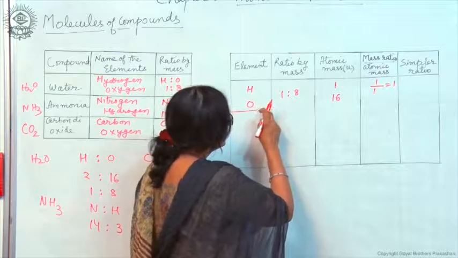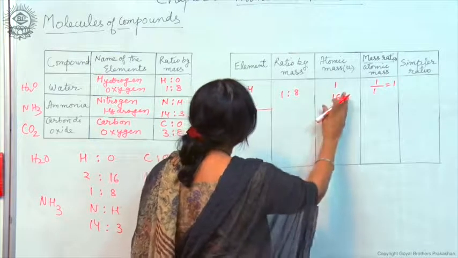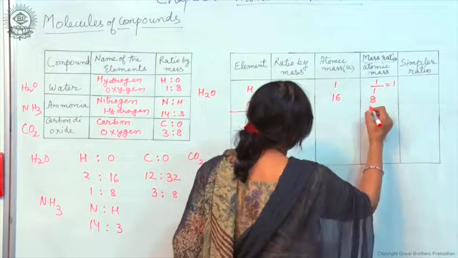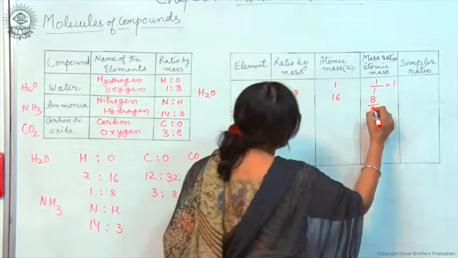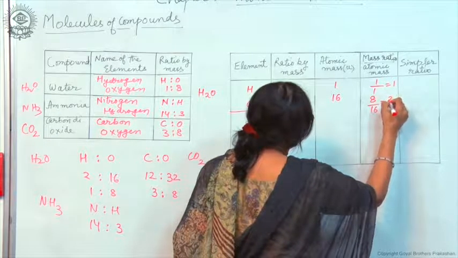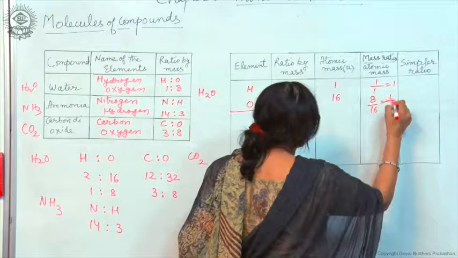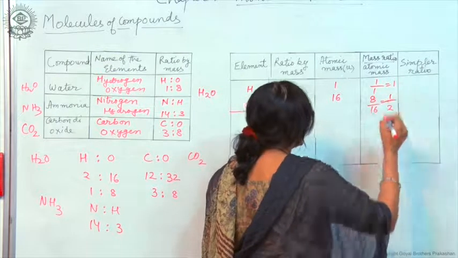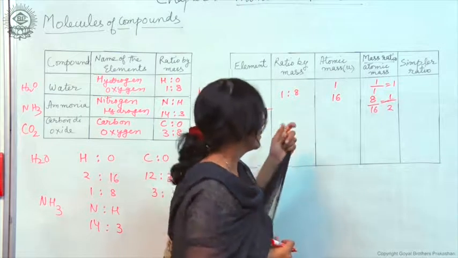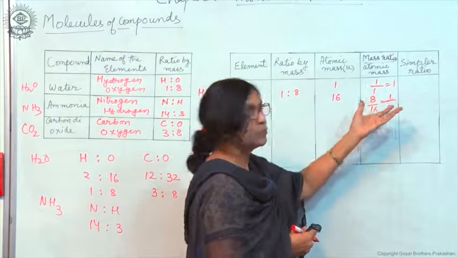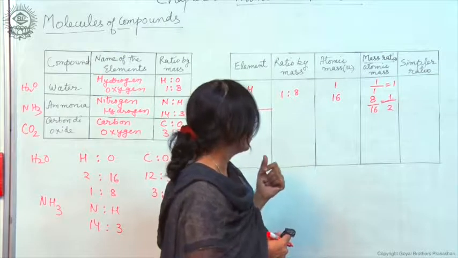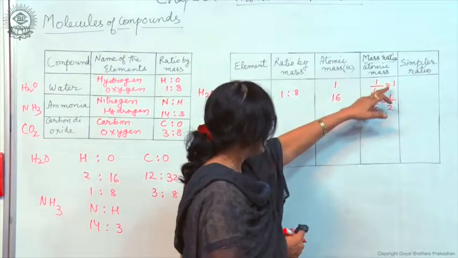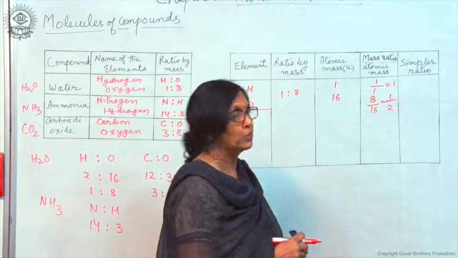and here the mass ratio is divided by the atomic mass, that is 1/2, right. Now, how to find out the simpler ratio? We have got 1:1/2, right. The simpler ratio is found by multiplying both by 2.